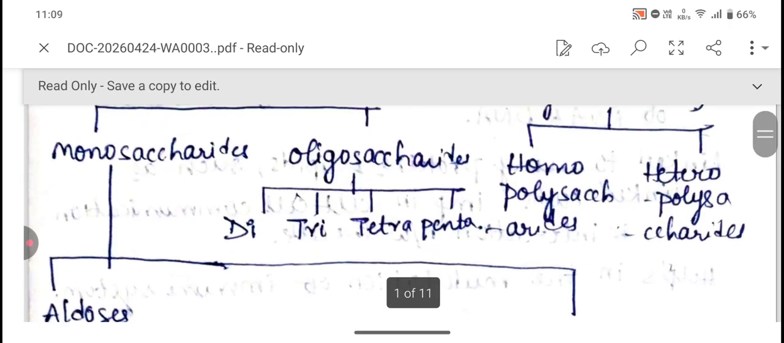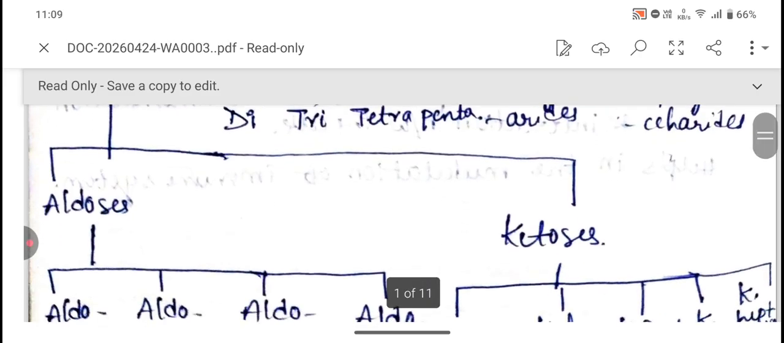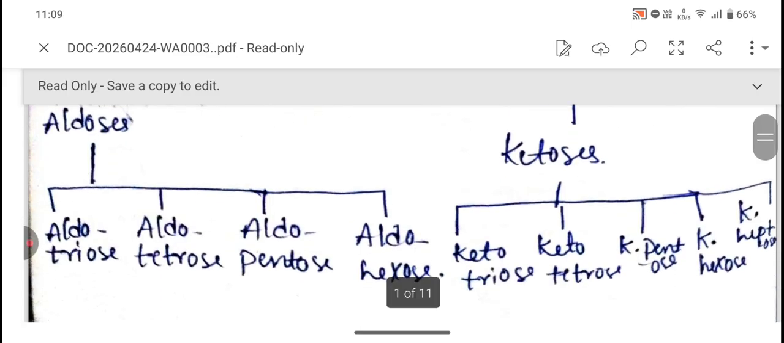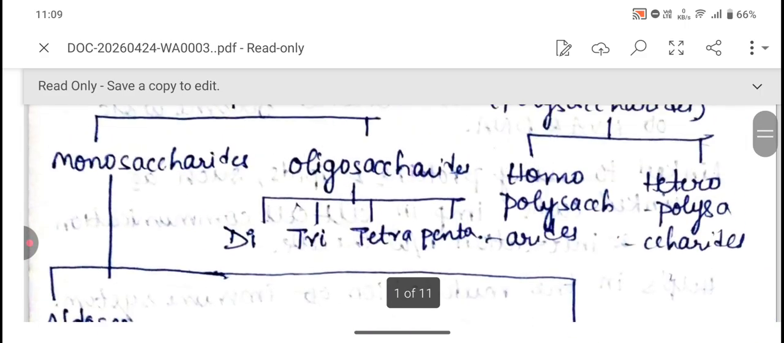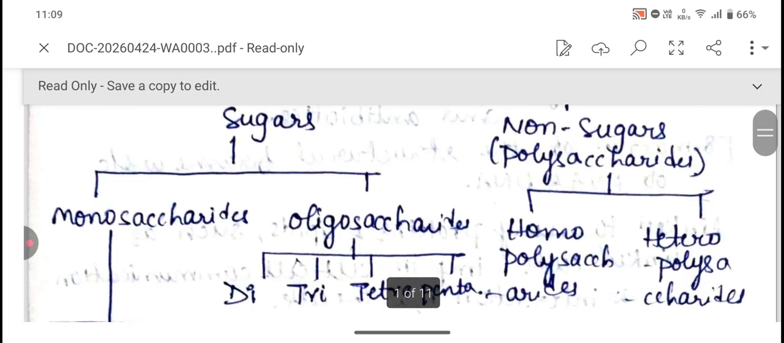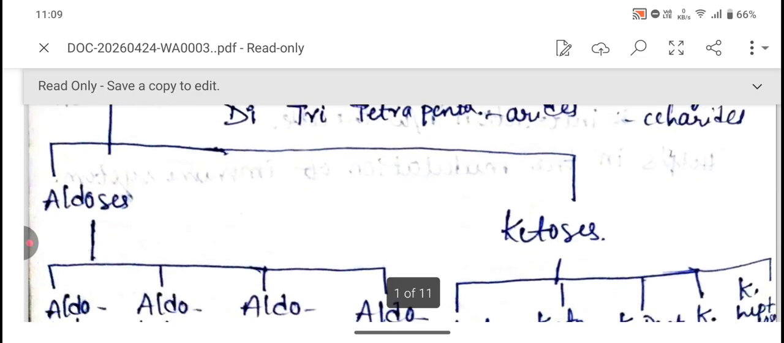When you see the classification of oligosaccharides, they can be classified into di-oligosaccharides, tri-oligosaccharides, tetra and penta oligosaccharides, and the monosaccharides are mainly classified into two types, aldoses and ketoses. Aldoses include aldotrioses, tetroses, pentoses and hexoses, and ketoses include ketotrioses, ketotetroses, ketopentoses, hexoses and heptoses. So this is the brief outline classification of the carbohydrates. Now we are going to discuss an in-detail explanation of these monosaccharides, aldoses and ketoses.